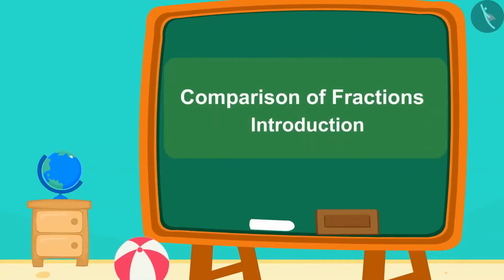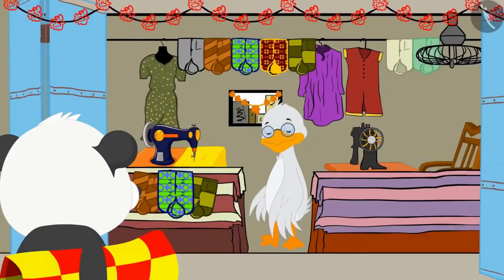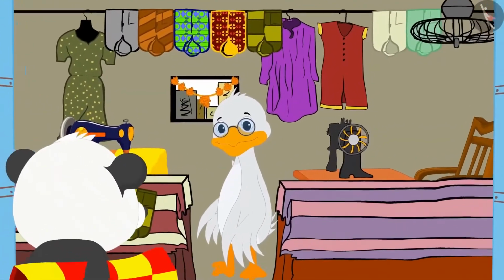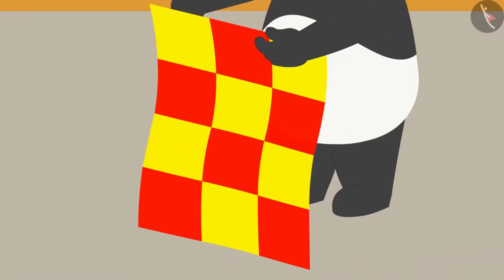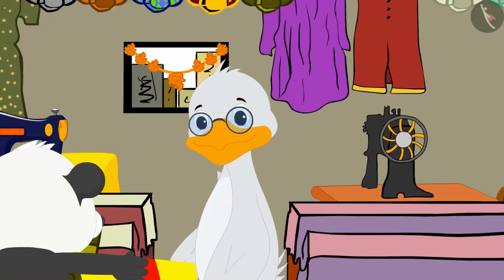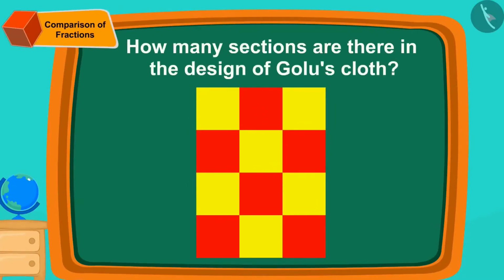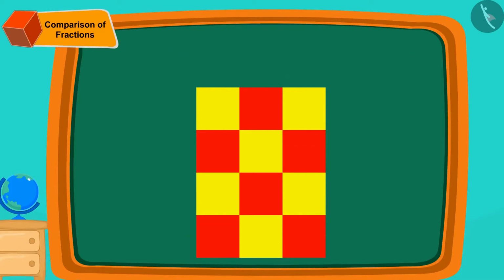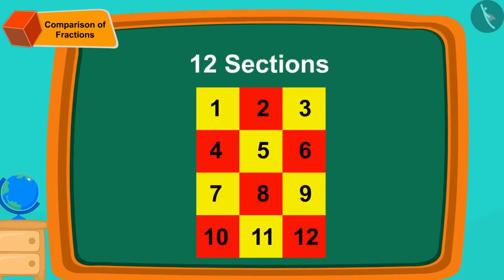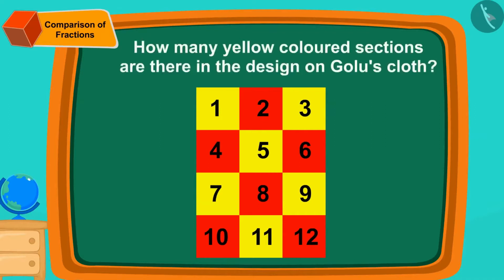We will learn to identify and compare fractions. Golu has got a cloth of this design to Chacha's shop today. He wants to get a trouser stitched for himself. Children, can you tell how many sections are there in the design of Golu's cloth? Yes, 12 sections. Now can you tell how many yellow colored sections are there in the design on Golu's cloth?